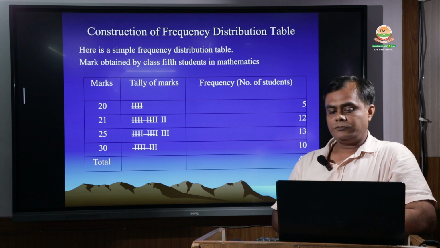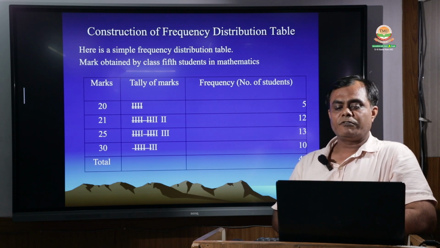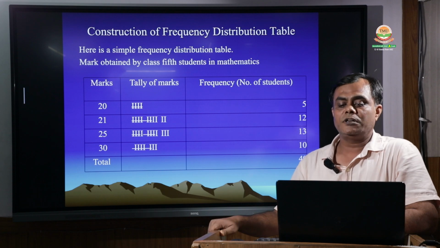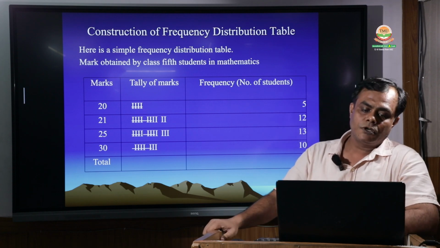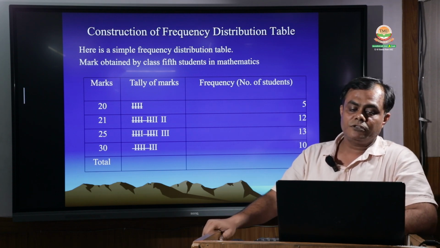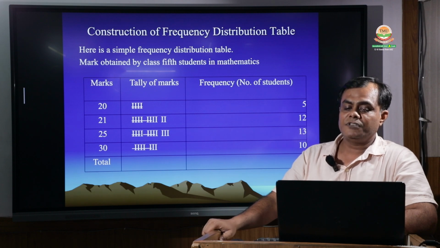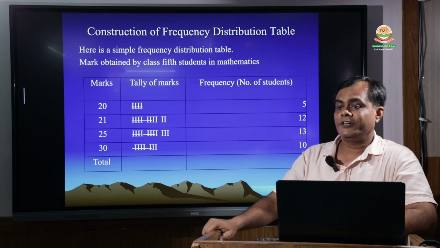Here is the example: a simple frequency distribution table of marks obtained by 5th class students in mathematics. So there are the marks 20, 21, 25, 30. The tally marks are given and the frequency is given for the corresponding marks.